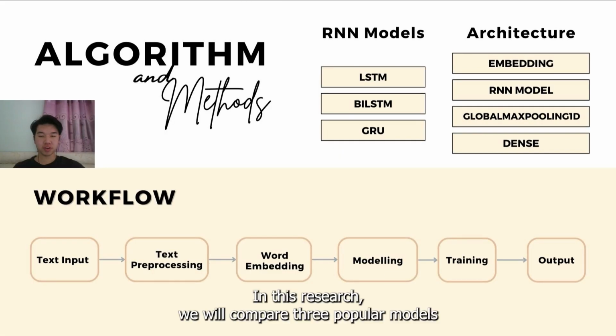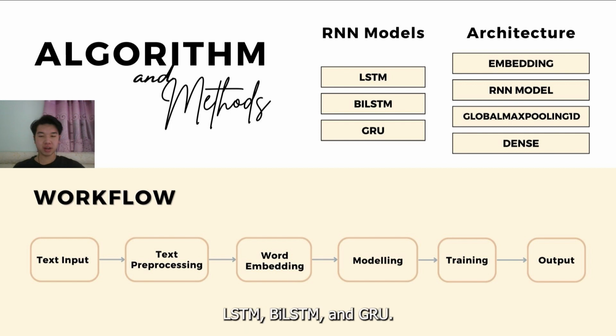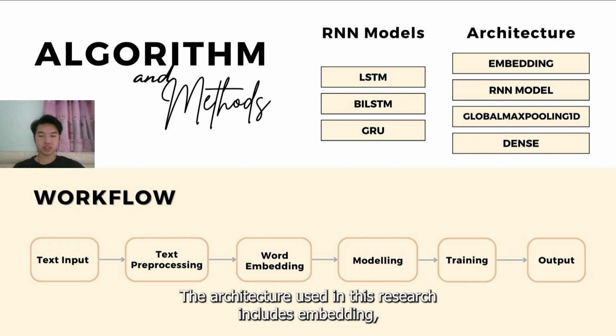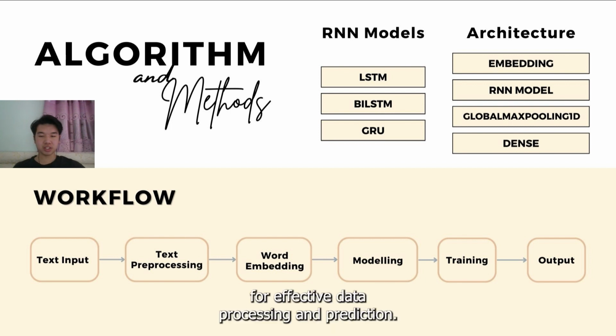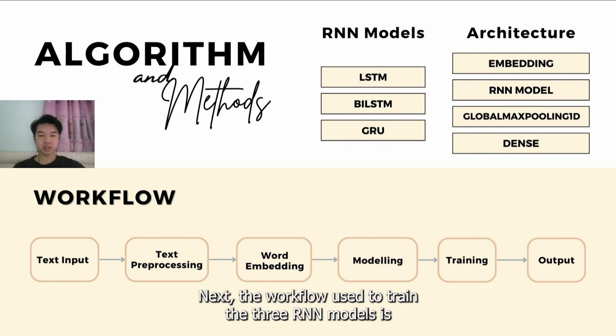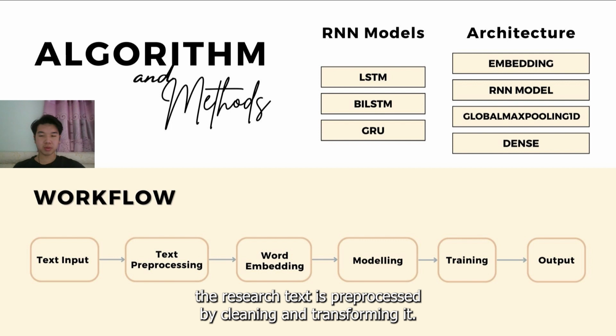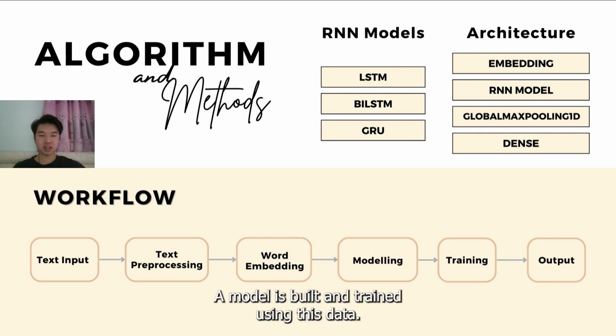In this research, we will compare three popular models for recurrent neural networks, that is LSTM, BLSTM, and GRU. The architecture used in this research includes embedding, RNN models, global max pooling 1D, and dense layers. It combines sequential analysis, feature extraction, and classification or regression for effective data processing and prediction. Next, the workflow used to train the three RNN models is: the research text is preprocessed by cleaning and transforming it. Then word embedding captures its meaning and relationships. A model is built and trained using this data. Finally, the trained models generate the output.